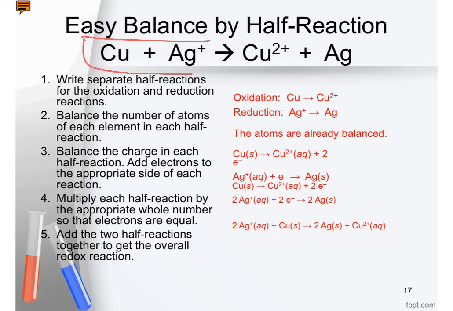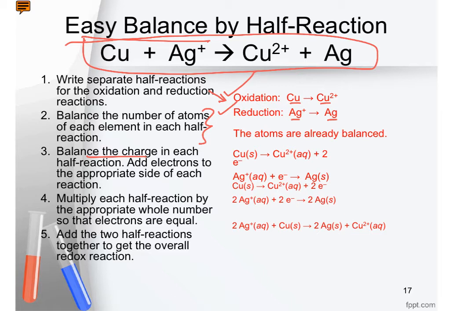So again, looking at this reaction I mentioned briefly on the last slide, separate it into half reactions. Okay, oxidation, reduction. Balance the atoms on both sides. This one's super easy because you have one copper on both sides, one silver on both sides. It's already balanced. Balance the charge.